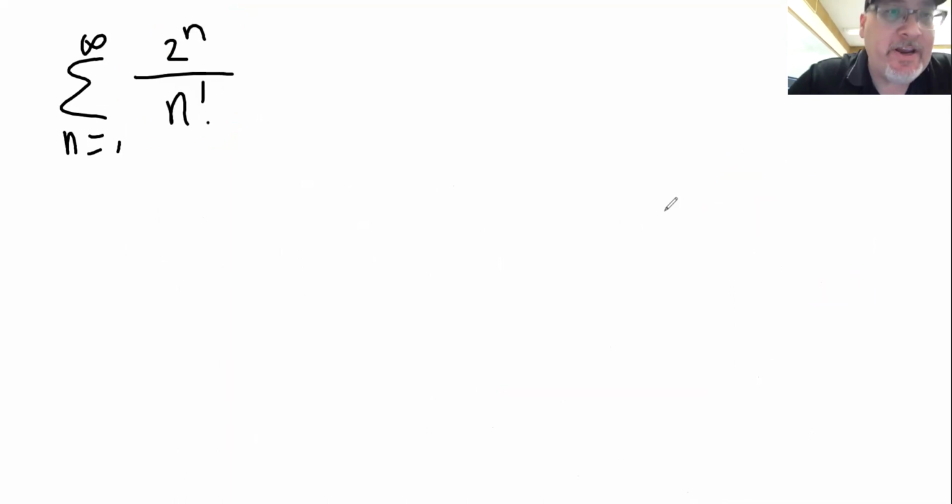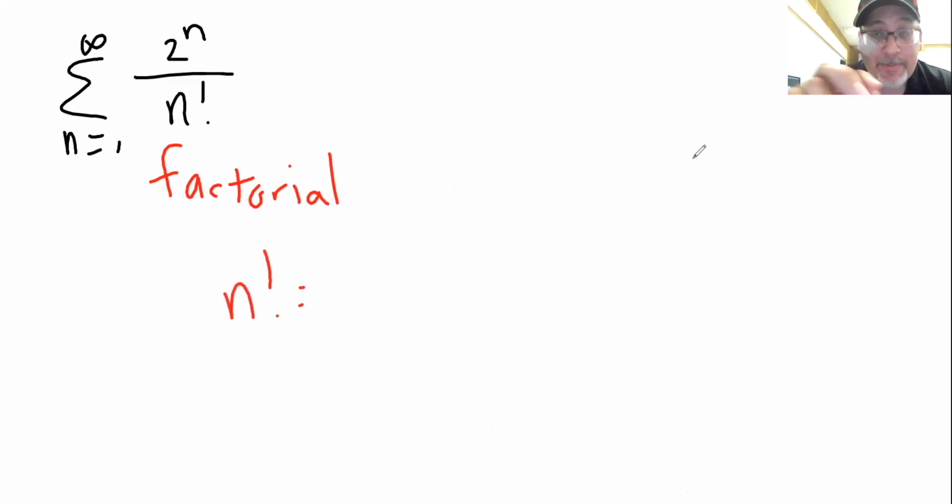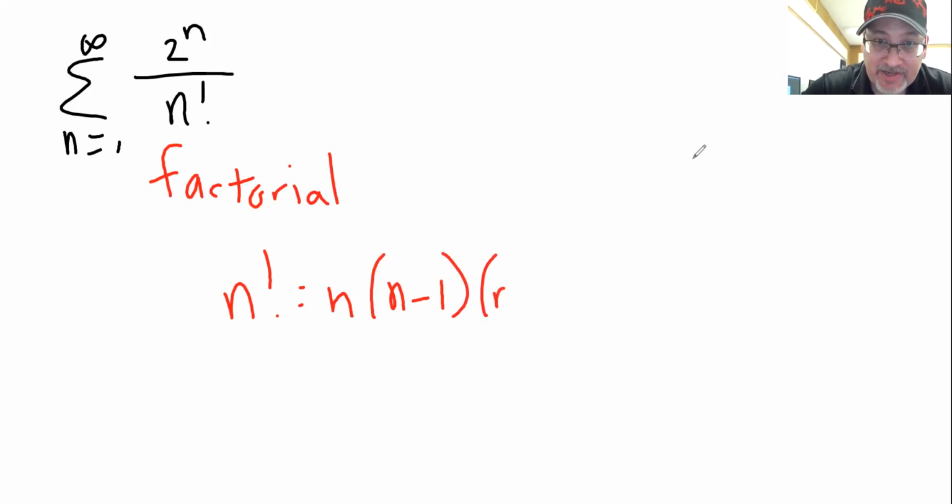The sum from n equals 1 to infinity of 2 to the n over n factorial. Now, we haven't seen factorials lately. I briefly mentioned them in the videos about sequences, but I want to remind you what it means. A factorial is an exclamation mark, and it means to do a multiplication problem starting with that number, and then times one less than that number, and then times the next number, one less than that, until you get down to 3, 2, and 1.